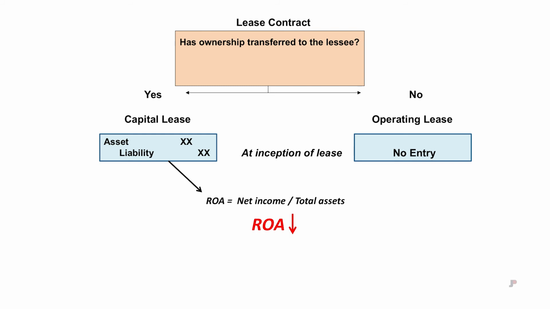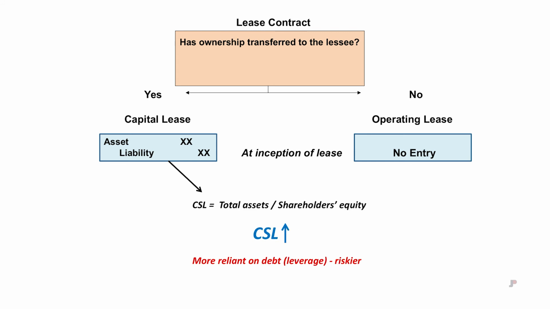With respect to ROA, return on assets, the capital lease entry increases total assets, the denominator, thus reducing ROA. With respect to capital structure leverage, CSL, capital lease accounting again increases total assets, which in turn increases this ratio. The reduction in the company's ROA makes the company's management appear less efficient at managing its assets, and the increase in capital structure leverage makes the company appear more reliant on debt or more levered and therefore riskier.